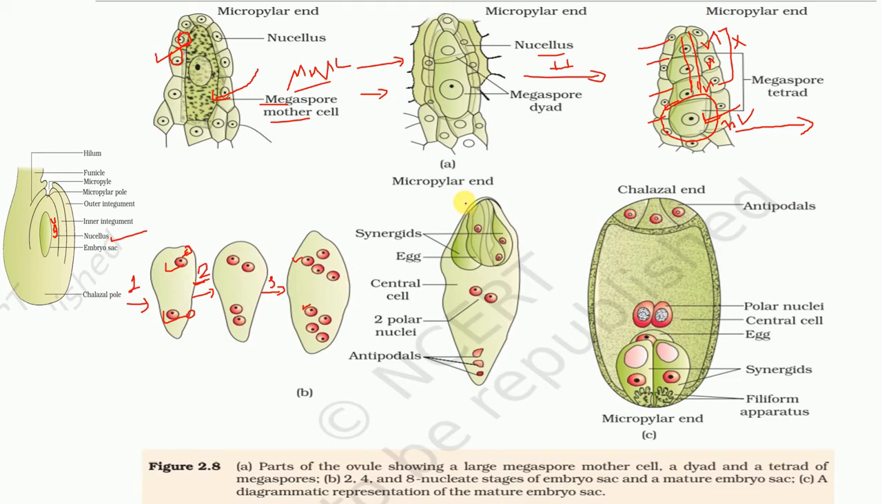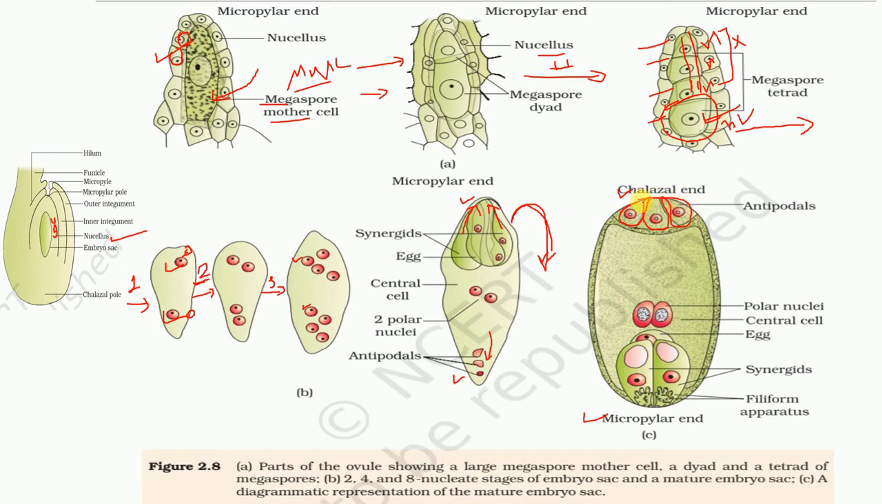You can see here this is the micropylar end, and this is the chalazal end. So 3 will go to this micropylar end, and 3 will go to this chalazal end. Now I'm inverting this structure, so don't get confused. I'm just inverting it. You can see this is now the chalazal end, and this is the micropylar end. Now each and every nucleus will form cell walls around it. So this is the second cell wall and this is the third cell wall.